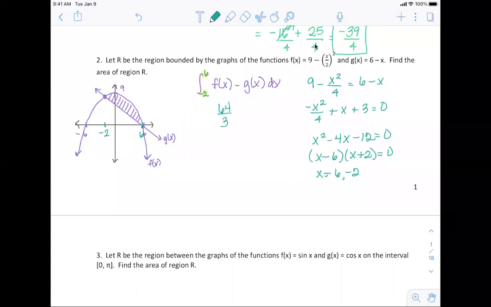64 thirds is what I get when we do that integral. I just put it in my calculator for now, but remember, you do need to know how to do the integral by hand on ones like this.